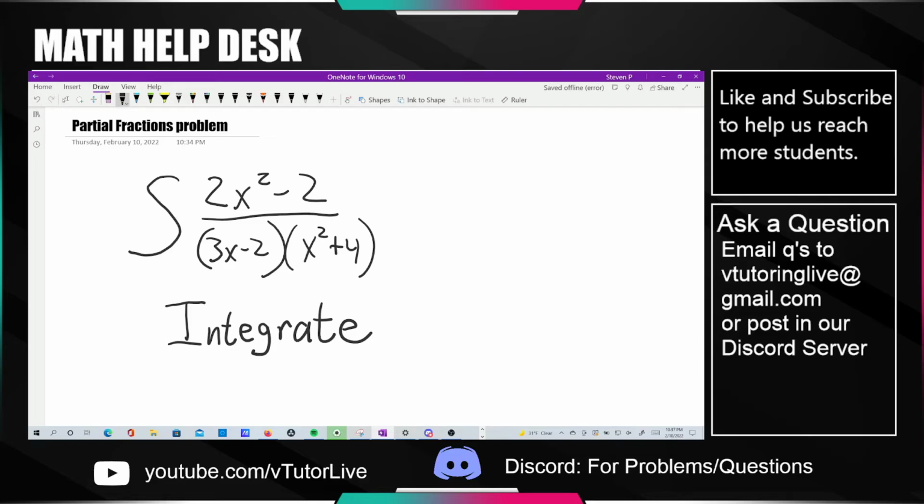Okay, so the problem that we're going to look at today is an example of an integral that requires partial fractions. A student shared this with me, and we're going to take a crack at it.